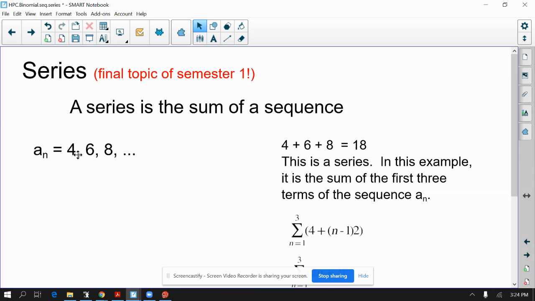So here is a sequence, 4, 6, 8. I hope you recognize that this is arithmetic. You just keep on adding 2 to get the next term. That is a sequence. A sequence is just a listing of numbers. So notice the commas. If you add up three numbers, 4, 6, 8, you get 18. Now suddenly it is a series.